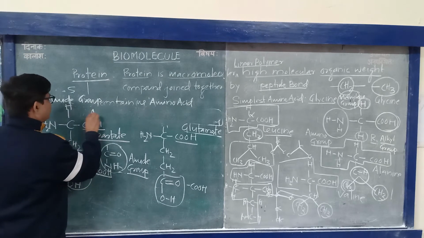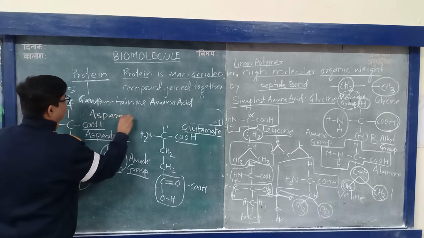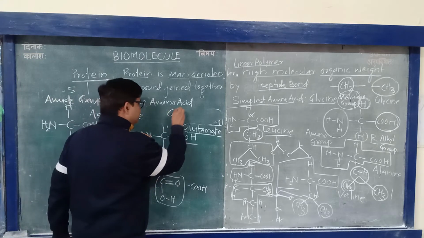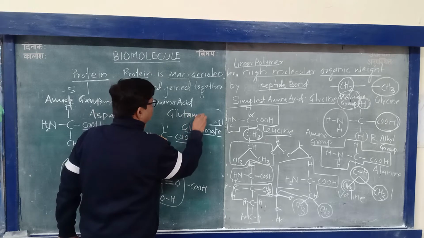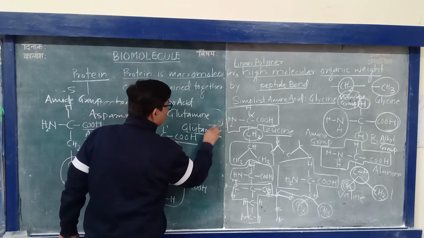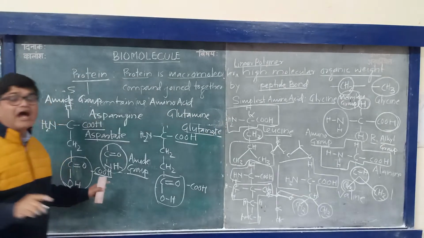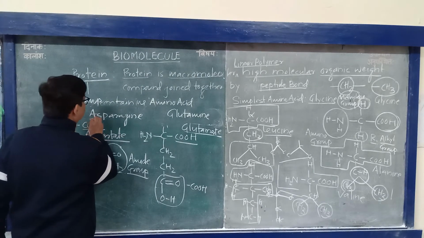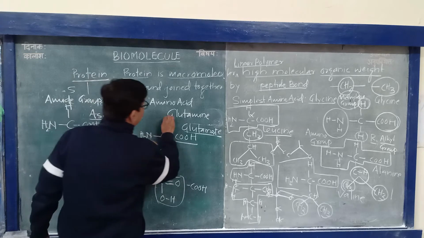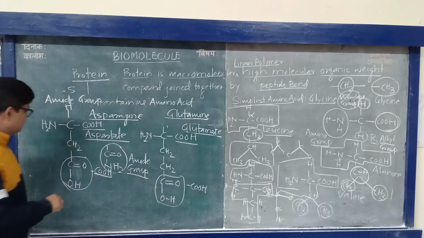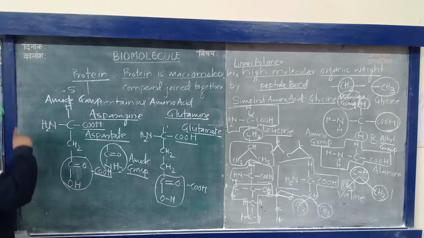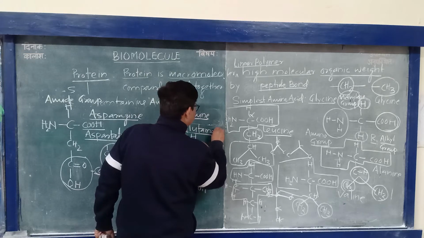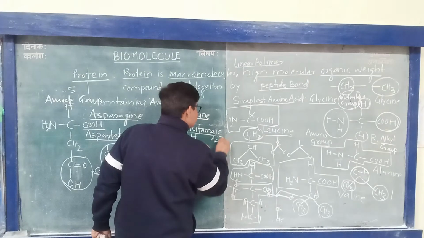Asparagine, and the other is glutamine. So such type of question may ask, which of the following are amide group containing amino acid? Then you have to observe the choice: asparagine and glutamine. If you have learned the aspartic acid structure and glutamic acid structure, the same structure is there.